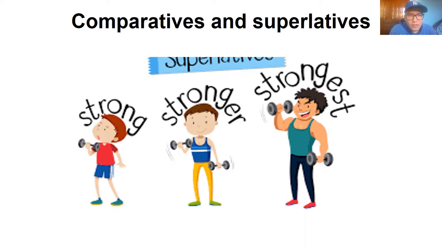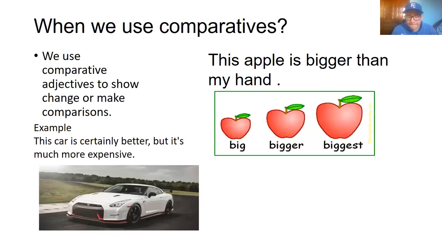Today we're going to be talking about comparatives and superlatives. This theme is from English B1 or English 4. When we use comparative adjectives, we show change or make comparison. For example, this car is certainly better, but it's much more expensive. Here we are comparing the price of this car with another car.